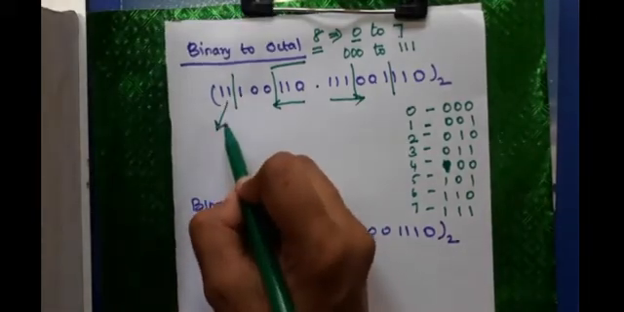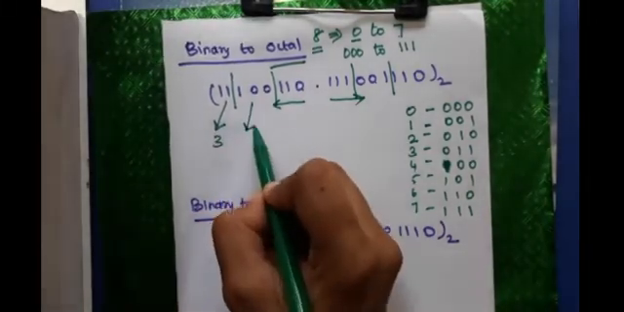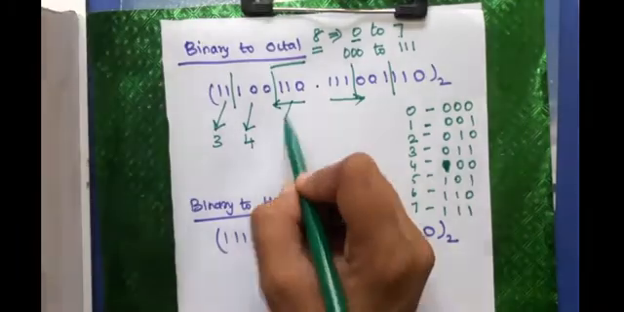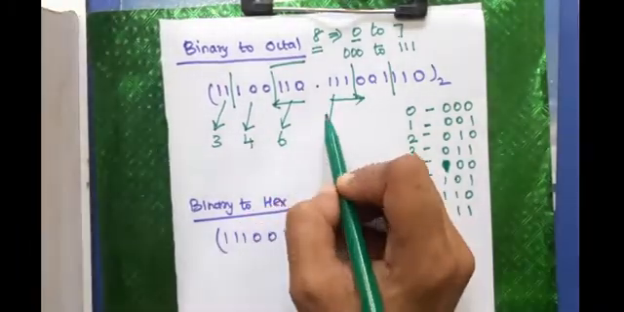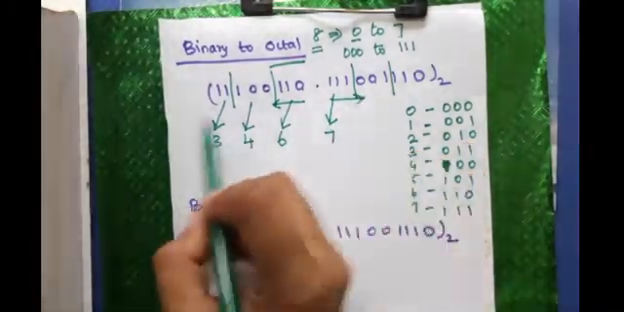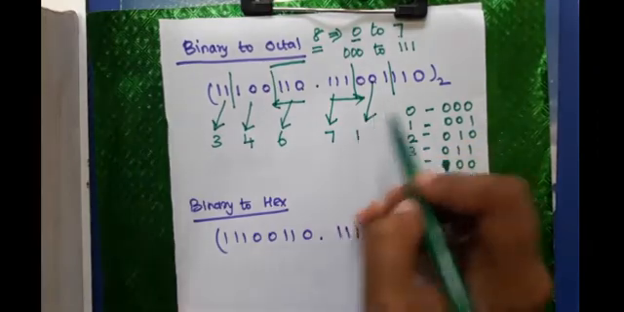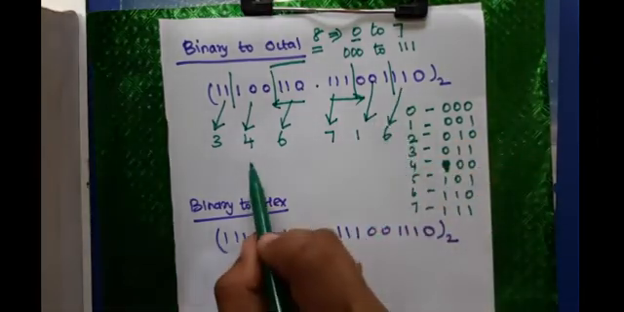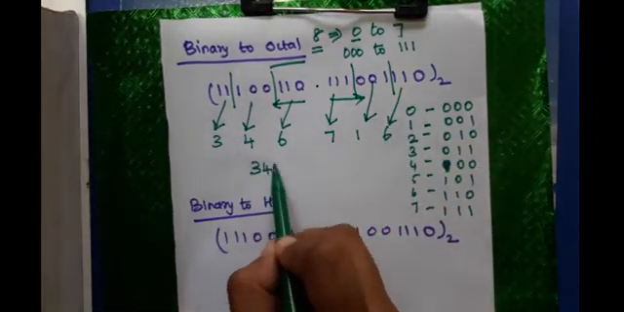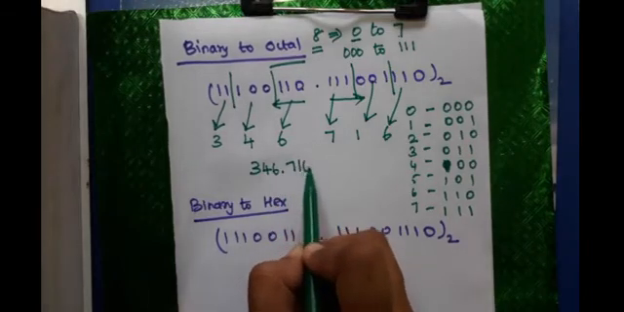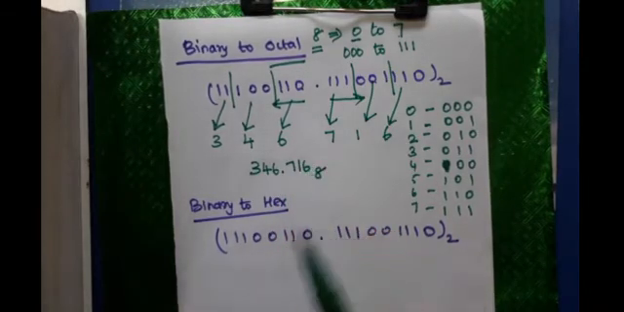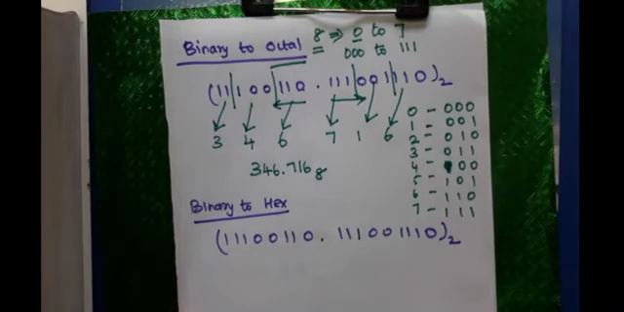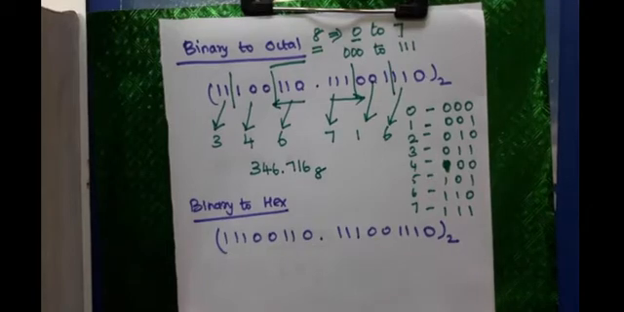So I can write this as 3, this is 4, this is 6, this is 7, this is 1 and this is 6. So I can write this as 346.716 to the base 8. Yes, very simple. Just grouping the bits in terms of 3 digits.